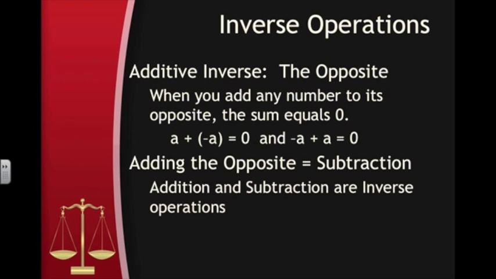The inverse is an operation you perform on a number that results in the identity. The additive inverse is the opposite because if you add any number to its opposite, the sum equals 0. Since adding the opposite of a number is the same as subtracting that number, we call addition and subtraction inverse operations. As we can see here, a plus negative a is a minus a, which equals 0.